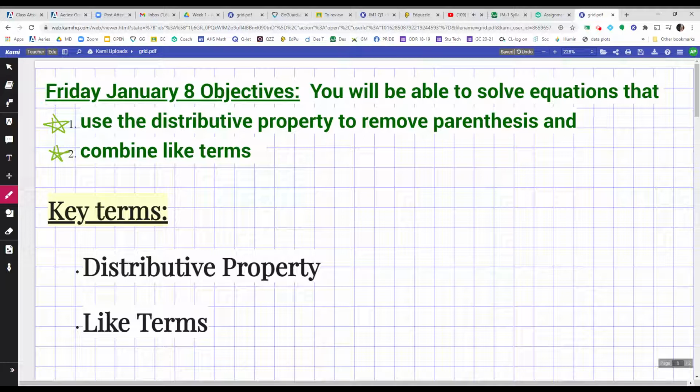Okay, so our first order of business is to define our key terms. Distributive property. The distributive property is, by the way, do you have your notebook out? You should have your notebook next to you, and you should be writing down the key terms as I write them also. So the distributive property is how we remove parentheses.